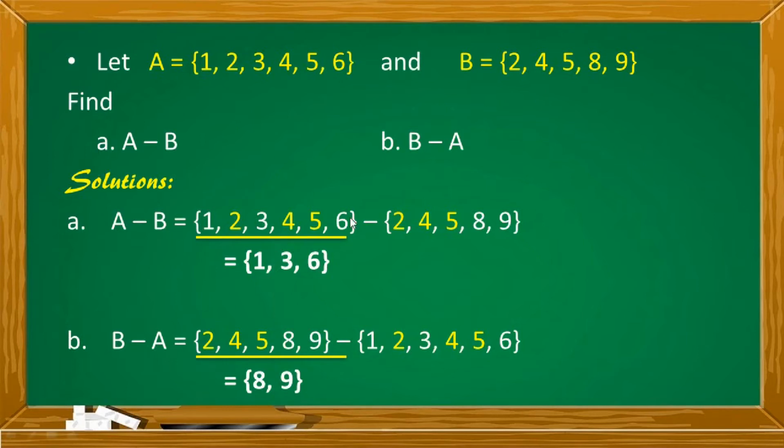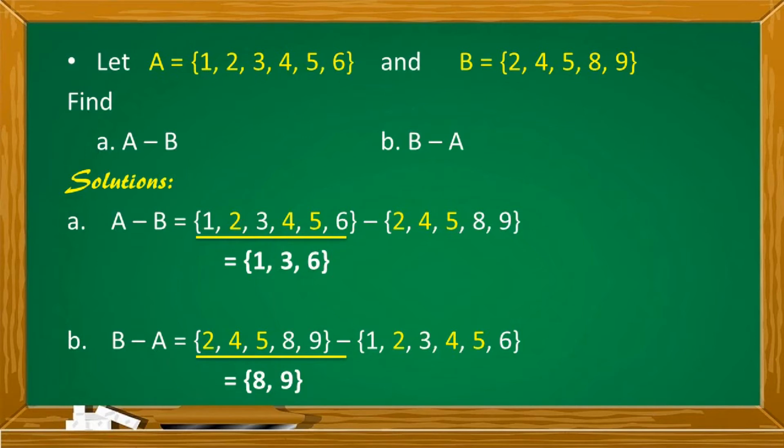From the first set, you will simply remove its intersection or yung mga elements na may katulad sa second set. For letter A minus B, the elements of set A are 1, 2, 3, 4, 5, and 6. Dito manggagaling ang mga sagot. At dahil si 2, 4, and 5 ni set A ay present din kay set B, these elements will be eliminated or tatanggalin. The intersection of the two sets will be removed.